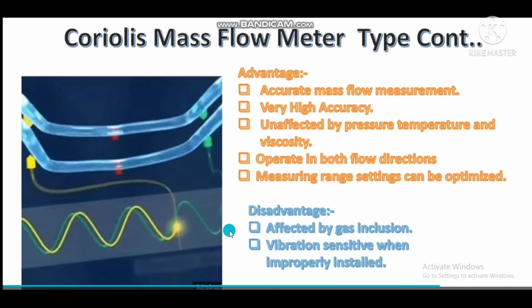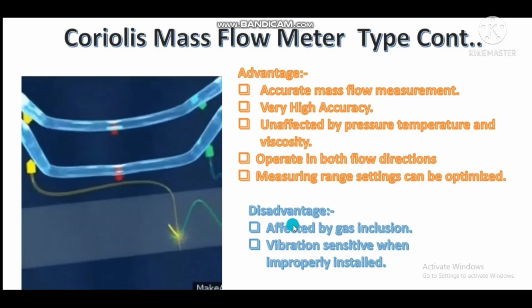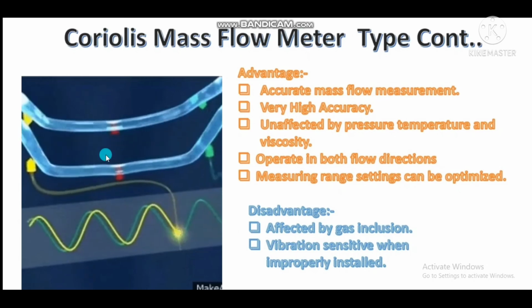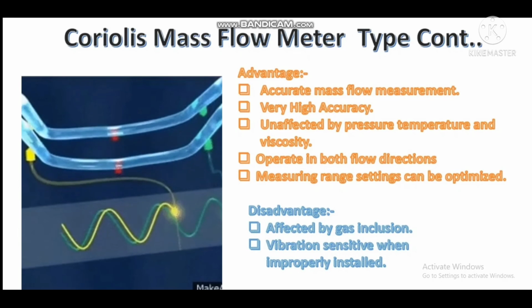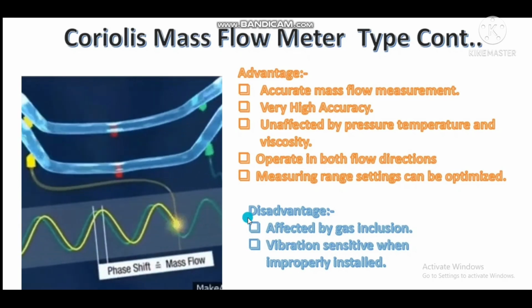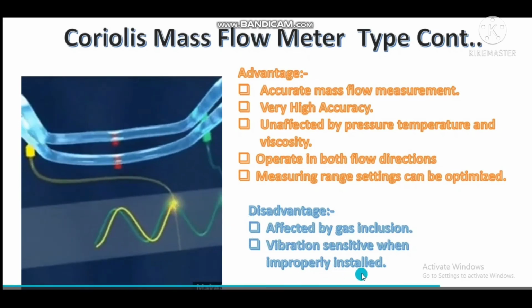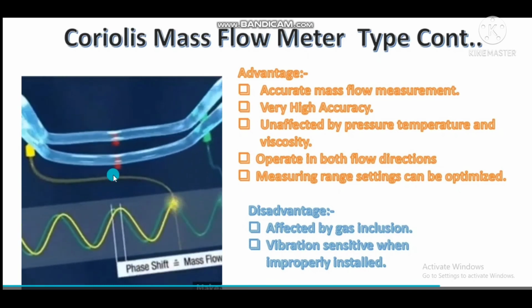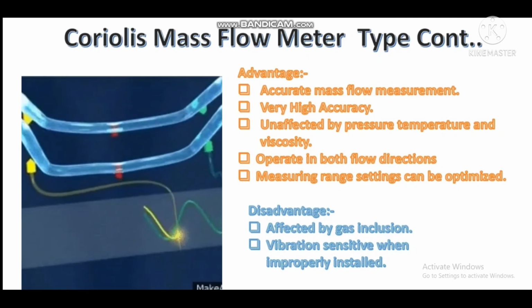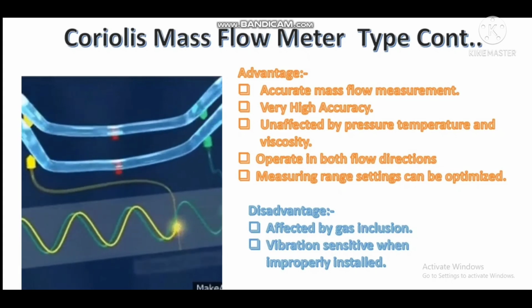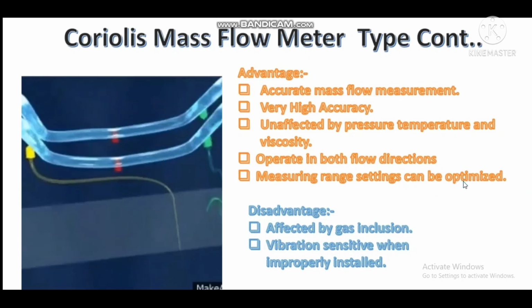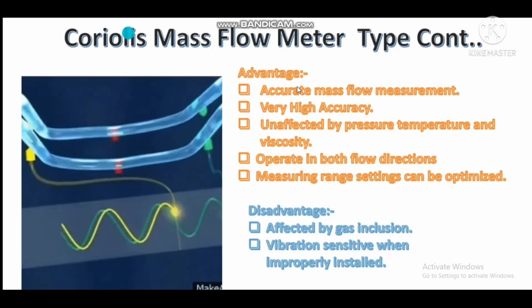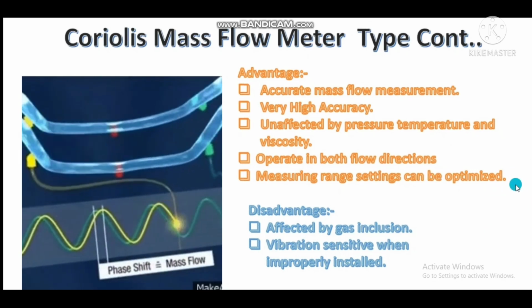Now the disadvantages, very few disadvantages you can find here. It is affected by gas inclusion. So if it gets contaminated with the gas, it gets affected in the reading and the measurement. So we have to take care of that. And it is vibration sensitive when improperly installed. So if we give an external vibration in this, it gets sensitive to it. So due to the sensitiveness towards the vibration, the result gets different, or having some error in the measurement. So this is the few disadvantages of this Coriolis mass flow meter.